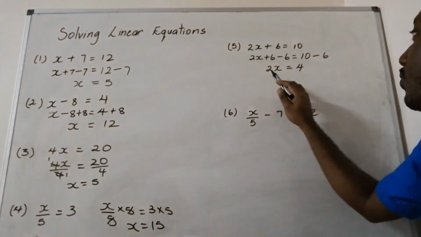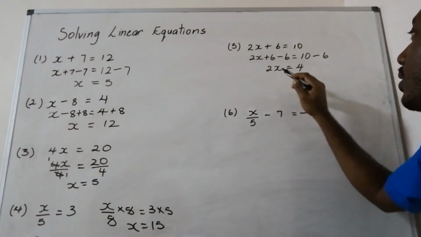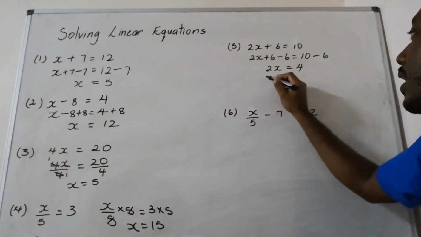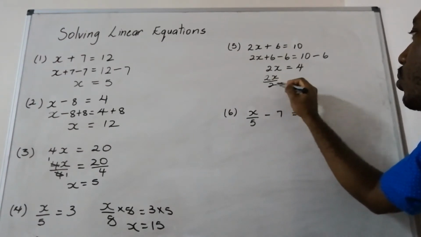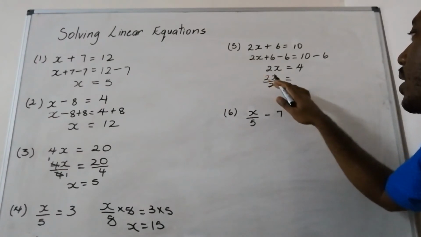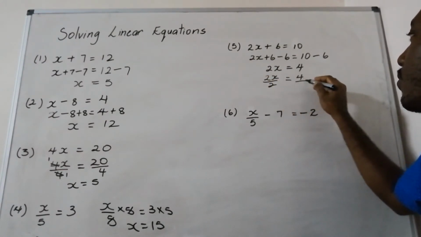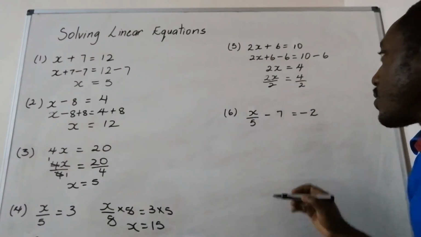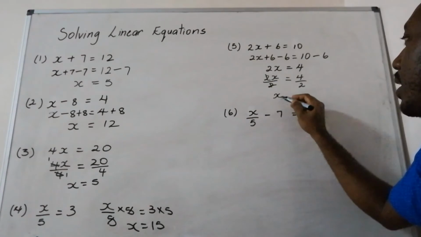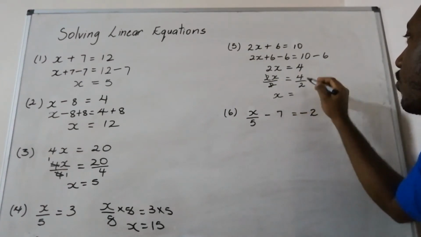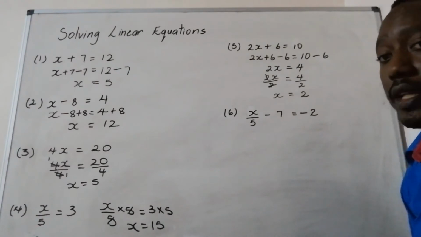So when we have 2 times x is equal to 4, what we have to do to get rid of our 2 here, we have to divide. So we have 2x divided by 2 is equal to, since we are dividing on this side, we must do the same on the other side. 4 divided by 2. So these 2 will be cancelled, so x will remain, and that will be equal to 4 divided by 2, which will be 2 as our remainder.